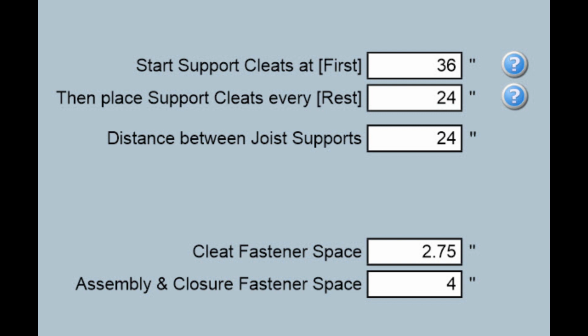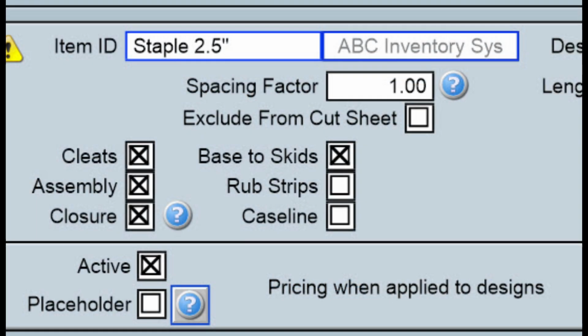However, for fasteners, there is another value in the inventory module for each fastener that works with these values. In each fastener record, there is a spacing factor. Based on where this fastener is being applied, this factor is multiplied by the values in preferences. So for this staple, its factor is 1. So if used as a cleat fastener, it will be 1 times 2.75" apart. If used as an assembly or closure fastener, it will be 1 times 4".